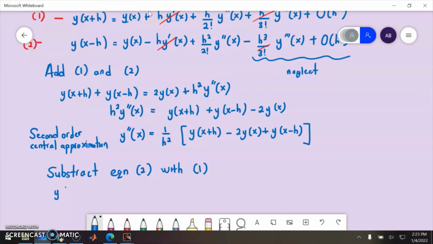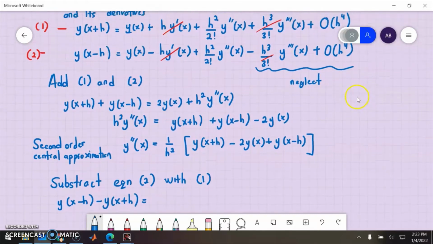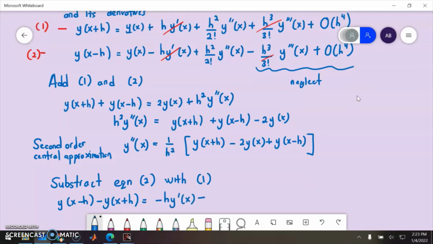So we have y(x - h) minus y(x + h). Bear with me, class. y(x) cancels out with this y(x). Negative h y'(x) minus h y'(x), so I have negative h y'(x) minus h y'(x). The h squared over 2 factorial terms, minus h squared, cancel out.